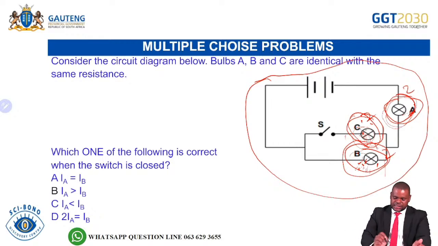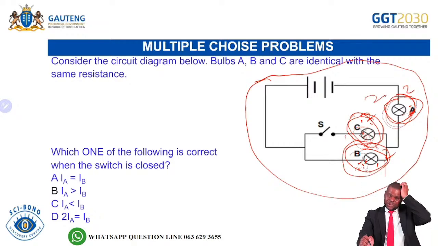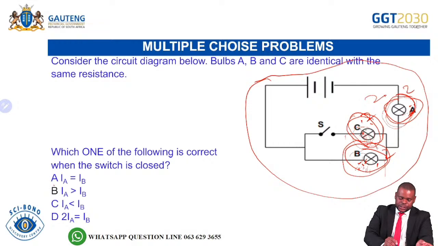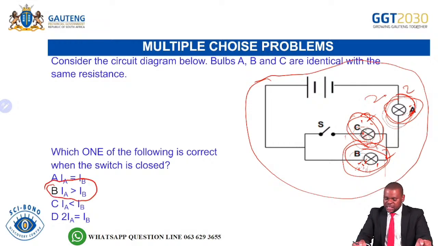Then D, it says the current that is going to pass in A, when you multiply it by 2, is going to give you the current that is going to pass in B. That is still no, no, no, no. That means our answer is what? Is B, because of what? The current that's going to pass in A is greater than the current that's going to pass in B. Are we together, grade 12?